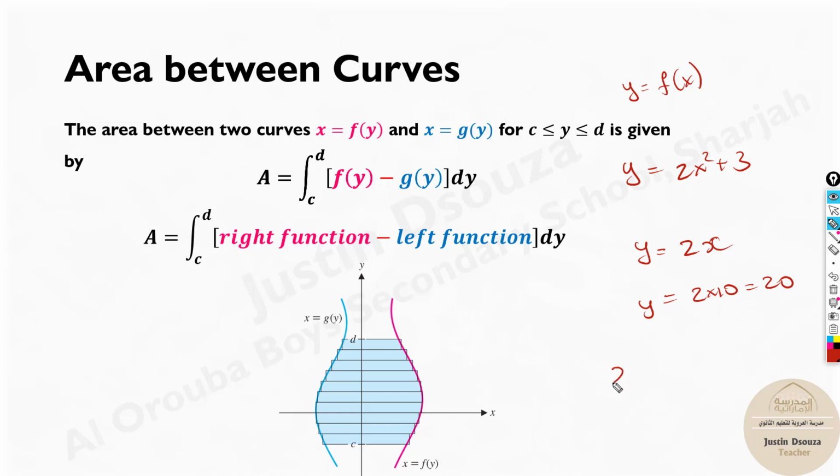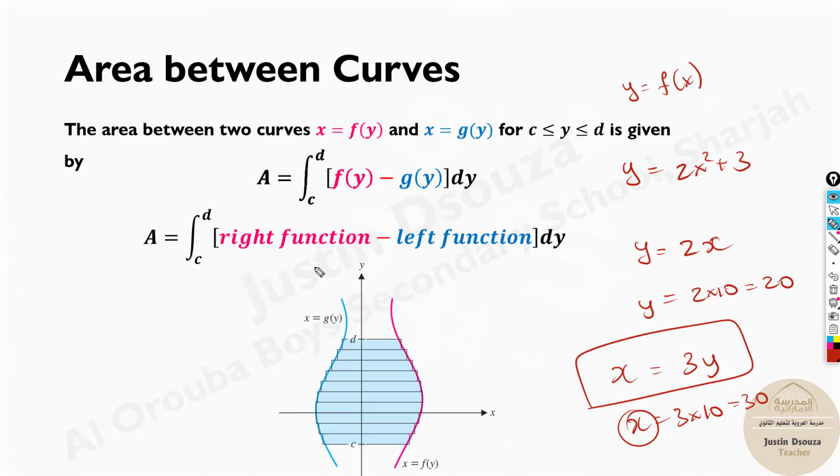Now, if I write terms like this, x is equal to 3y, here y is the independent variable. You can have any values of y. Imagine we start with 10 again. So x is equal to 3 times 10, y is 10, that means 30. Now this is dependent on y. This is how we must write our equations and use them in the formula. Why? Because we have dy over here.